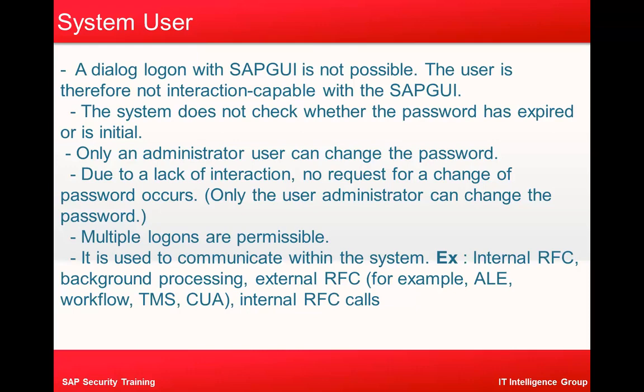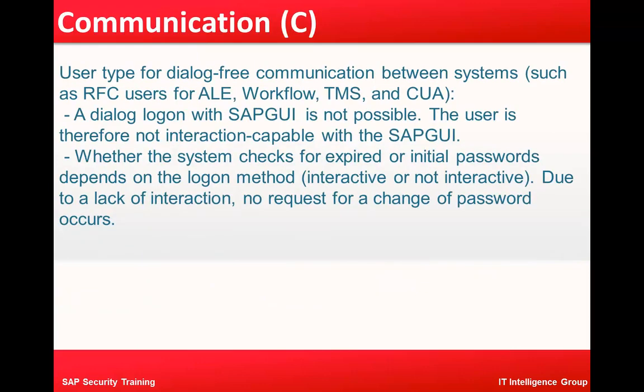System users are pretty common, and are used mainly where we cannot change the password, for example for RFC-based applications or internal ones like TMS, the transport management system, which we cannot change so frequently, and complex workflows, where we cannot change the passwords frequently depending on the audit policy. So we need to raise exceptions for them, and in these circumstances we use the system user.